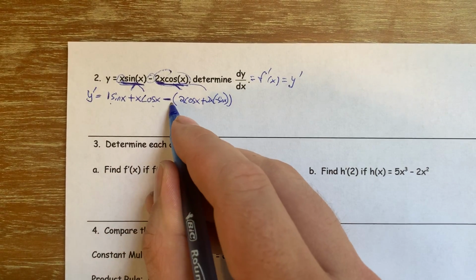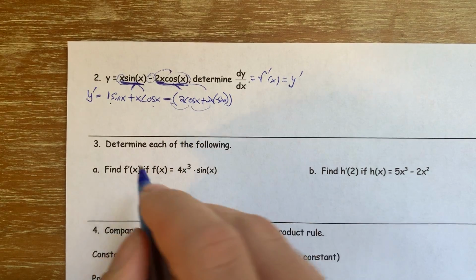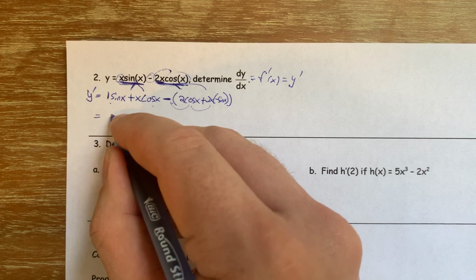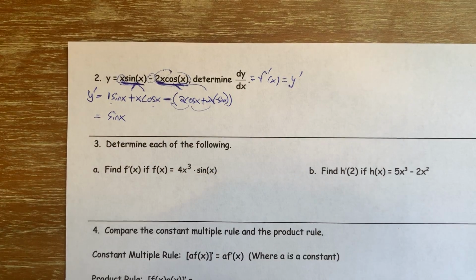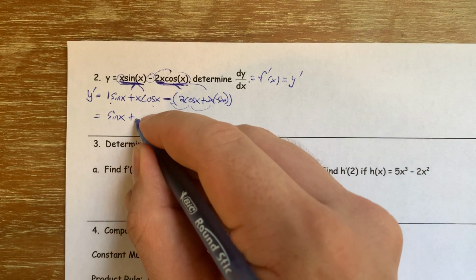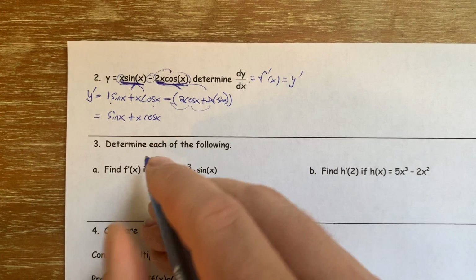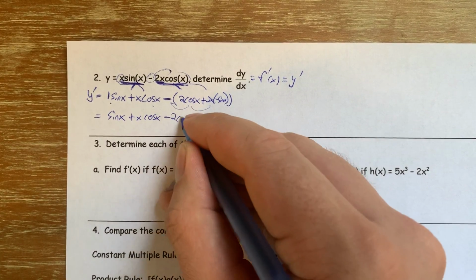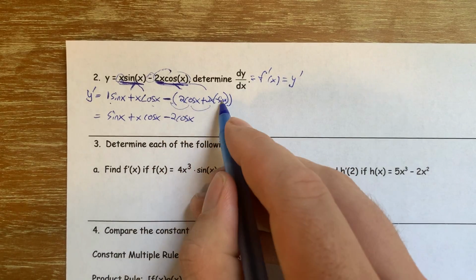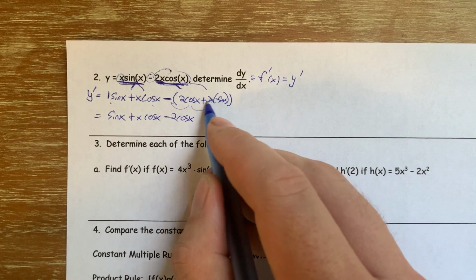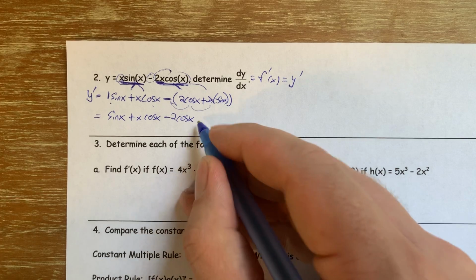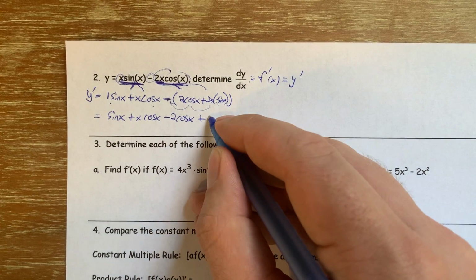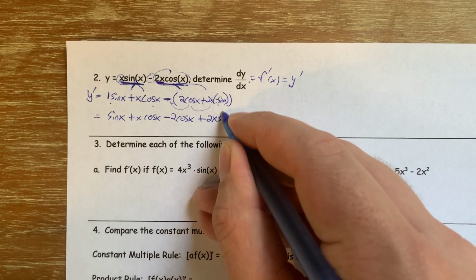And now we need to subtract. So this subtracting is distributing, and so we get 1 times sine of x is just sine of x. We don't need to put the 1, plus x cosine of x, minus 2 cosine of x. And then when we multiply this out, this becomes a negative, and then minus a negative becomes a positive. So you kind of think of it as negative times negative sine of x becomes positive sine of x if you want, I guess.